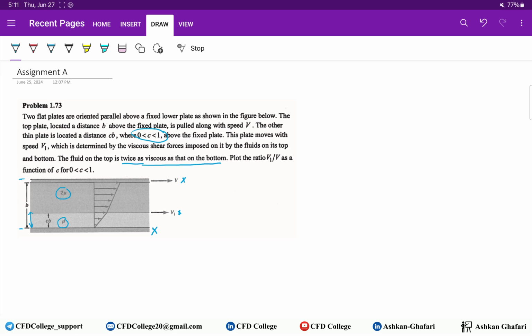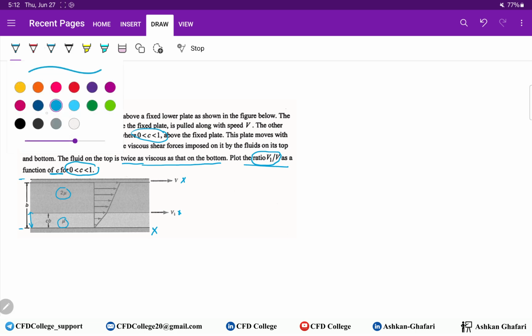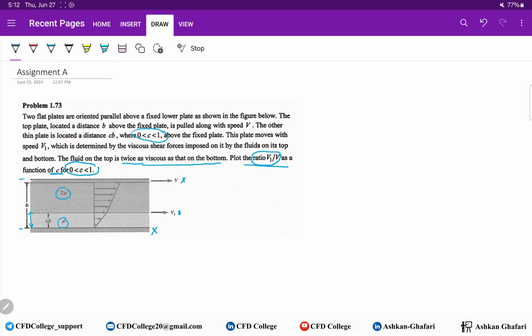And what should we find? We should plot the ratio of v1 over v. So you should plot this ratio v1 over v as a function of c. Okay, so we have to plot this chart, and there is nothing else, and now we can solve the problem. Okay, let me change the color a bit.